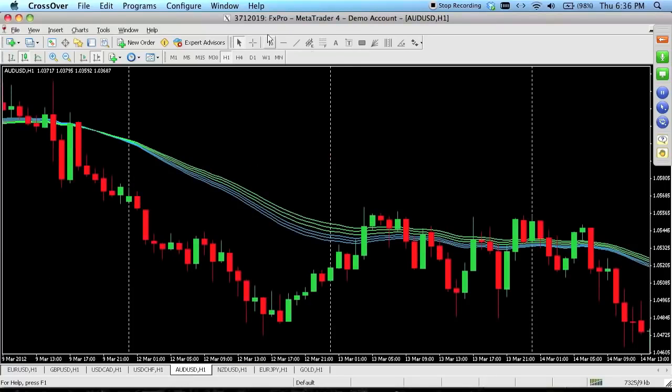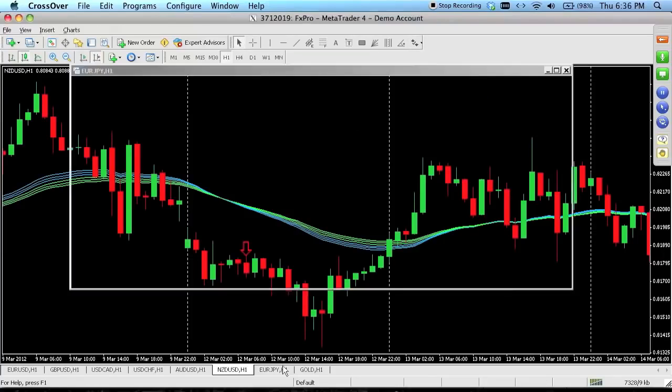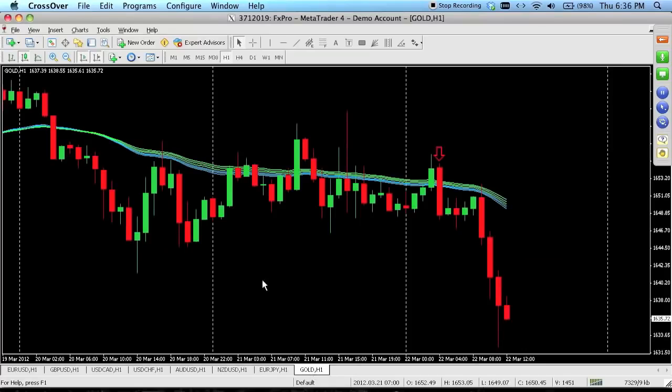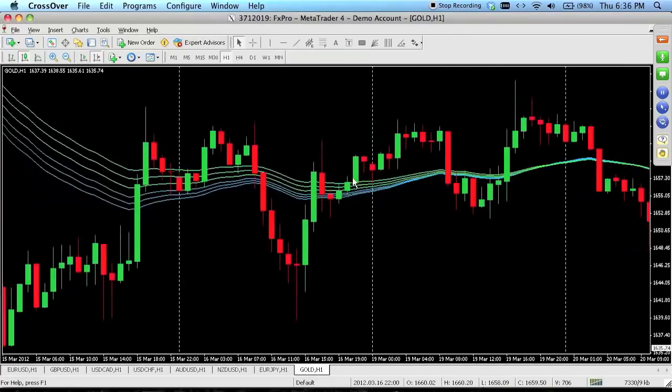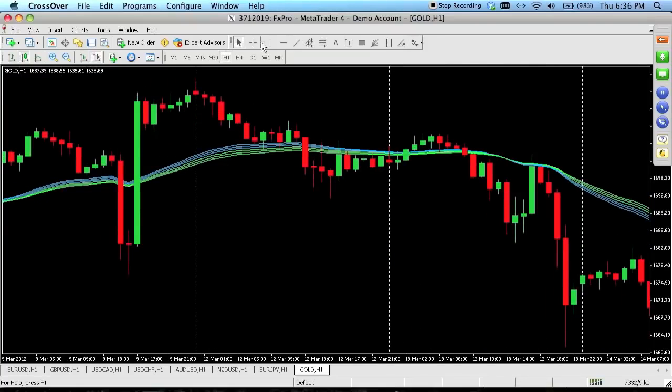Aussie dollar, 7. We're going to sell. A decent drop. New Zealand dollar, 7. We're going to sell. Decent drop. Euro yen, we already know. Gold, 7 on the 12th. Let's go back to the 12th. At 7, we sell.